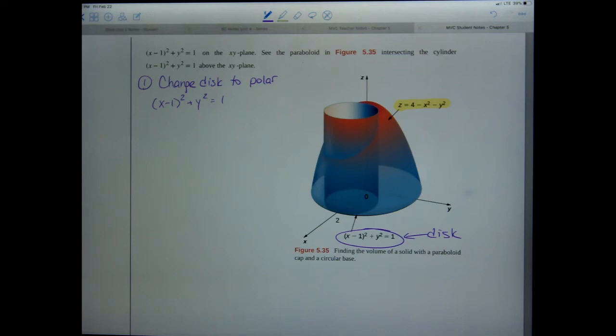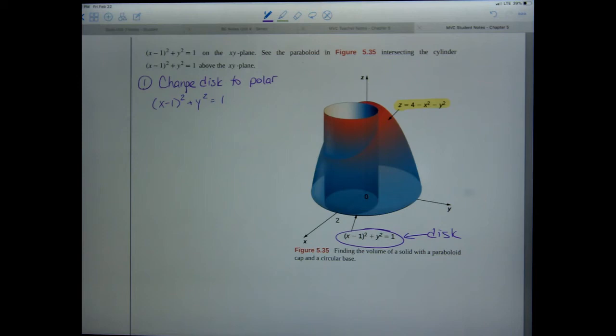Okay, it's your turn to think. Any ideas how to change that to polar? Substitute out all the variables. Oh no, expand the x and then substitute for the polar form. Okay, you were on the right track, DJ.